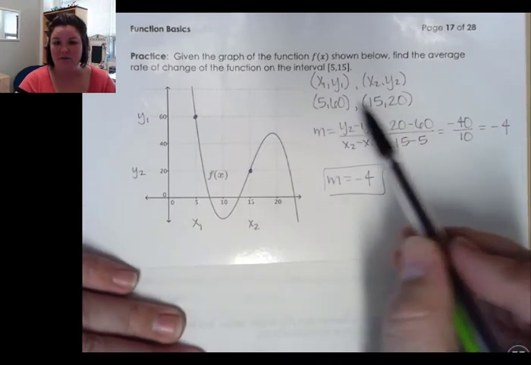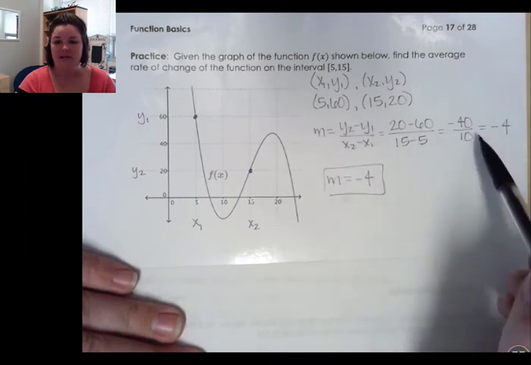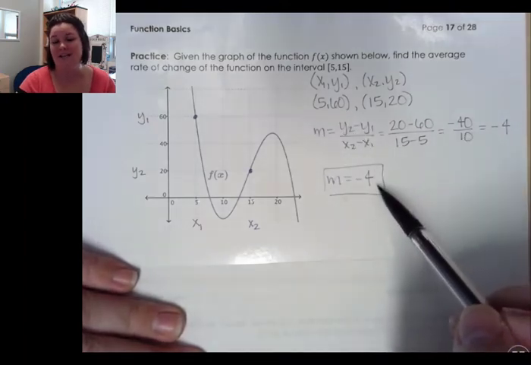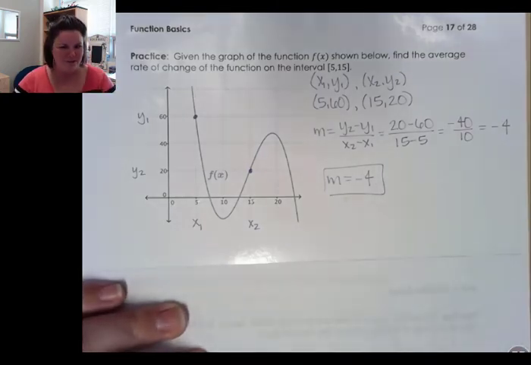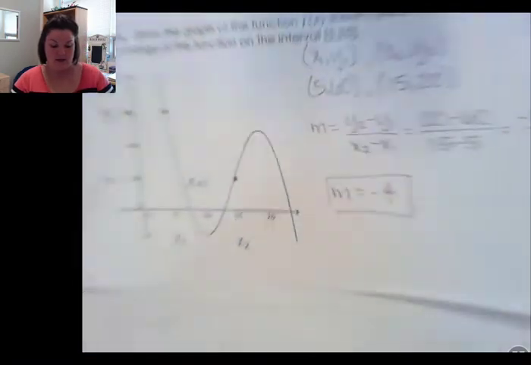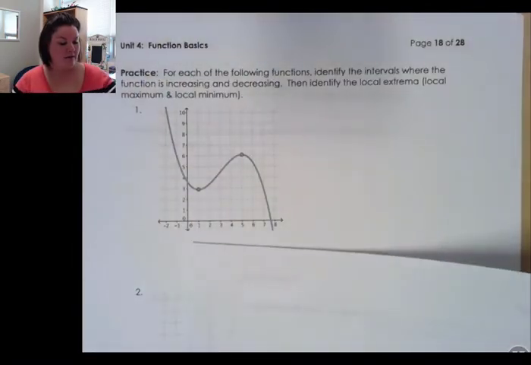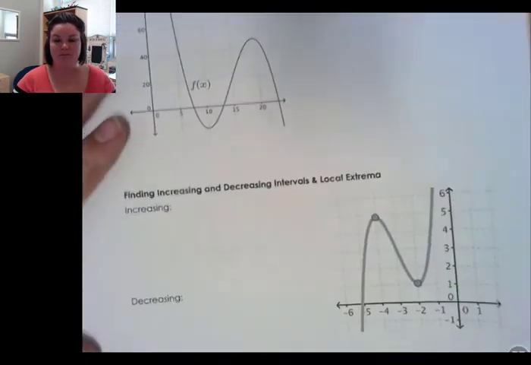And then once I have those two values, I'm just plugging them into my slope formula to calculate my rate of change, which in this case should come out to -4. Okay, hopefully not too bad. So I want to go ahead and move on and talk about finding intervals of increasing, decreasing, and also what we call our local extrema.